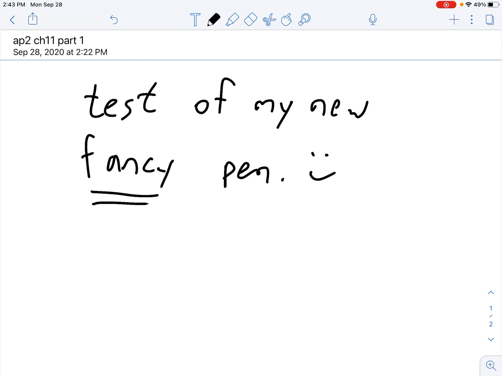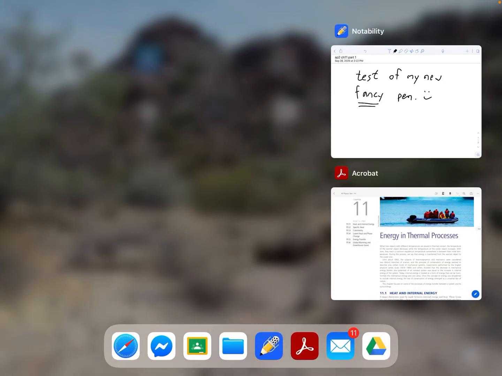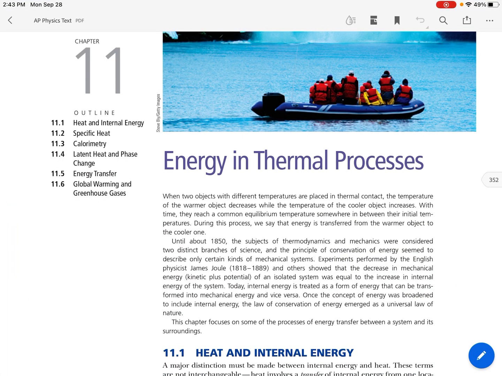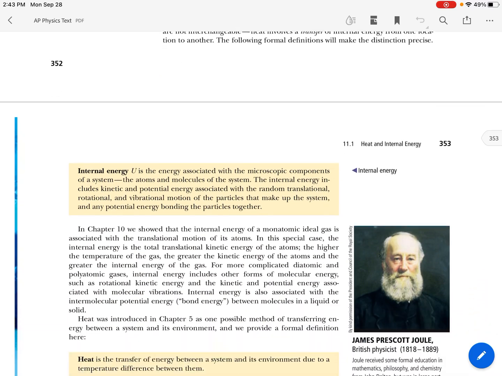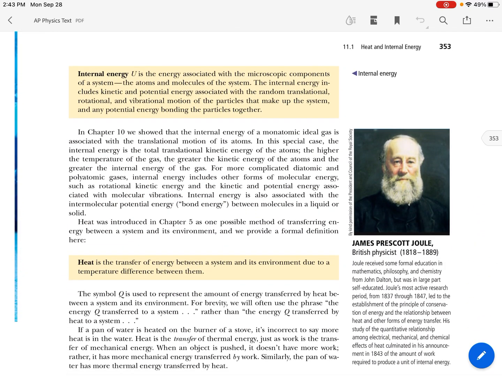Chapter 11, let's go look at the book. Chapter 11, Energy and Thermal Processes, page 352. So, first thing we want to talk about is something we've talked about before, heat and internal energy.